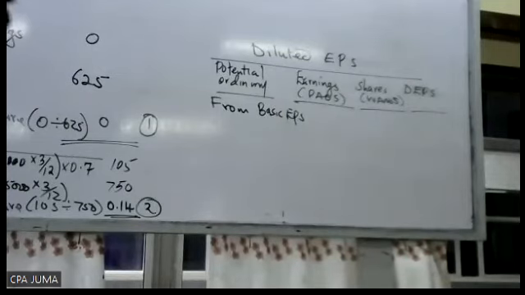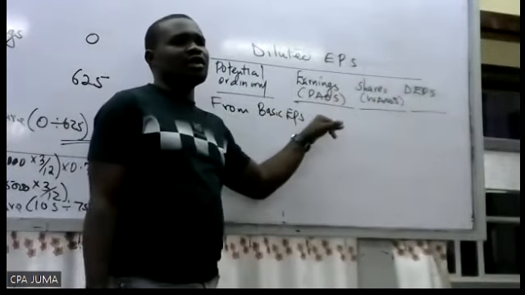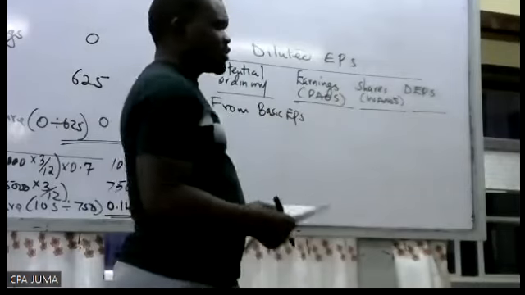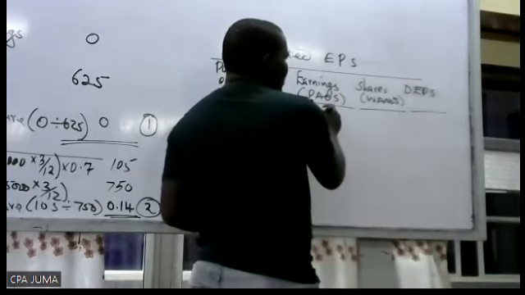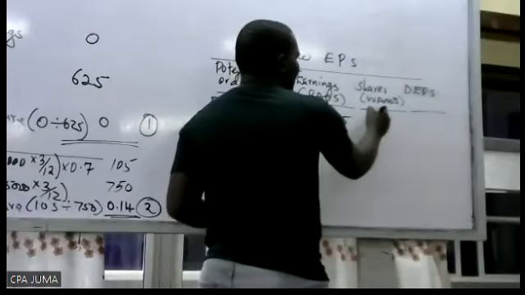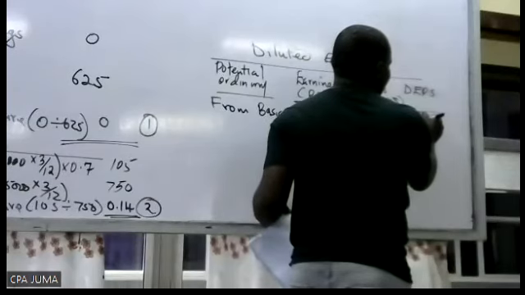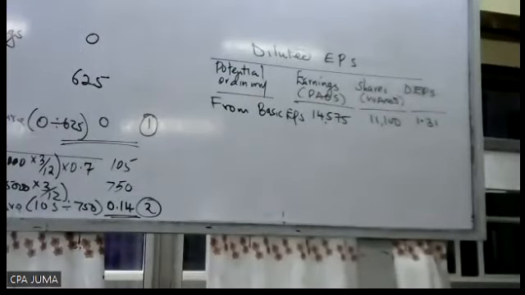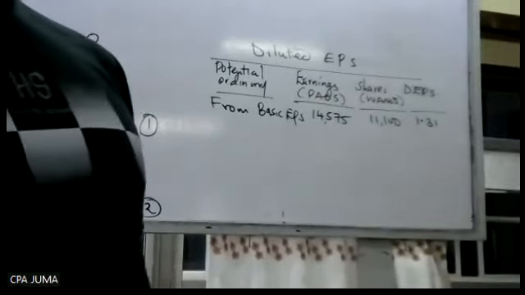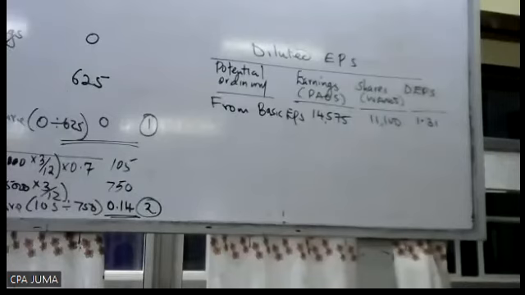So from basic, how did we calculate the basic EPS? What was the numerator? What was the denominator? What did we get? Check for me how we calculated it. You got 14,575? This one gave us 1.31. So that was the basic. Basic is what we want to dilute.